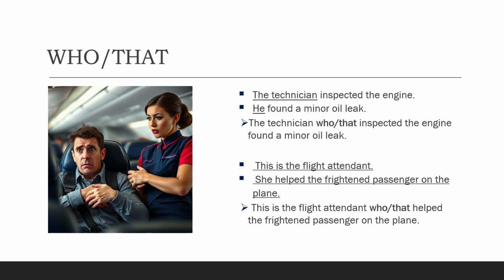And now let's have a look at the second example. This is the flight attendant. She helped the frightened passenger on the plane. Flight attendant and she are used for the same person. So when we combine the two sentences by using who or that, we don't use she anymore. This is the flight attendant who or that helped the frightened passenger on the plane.